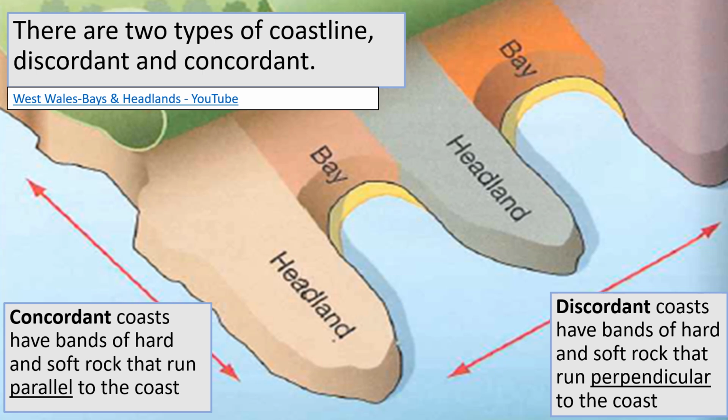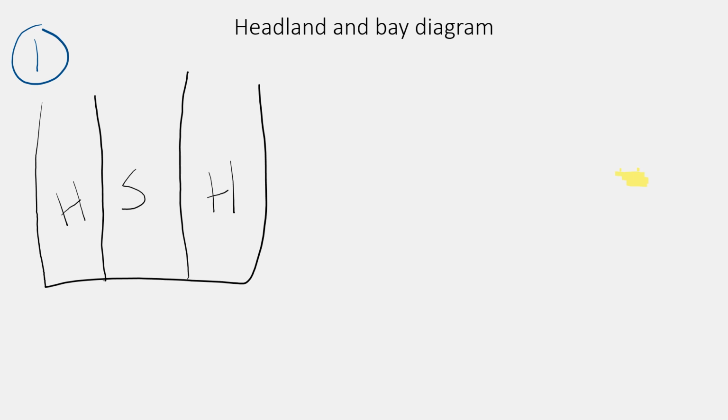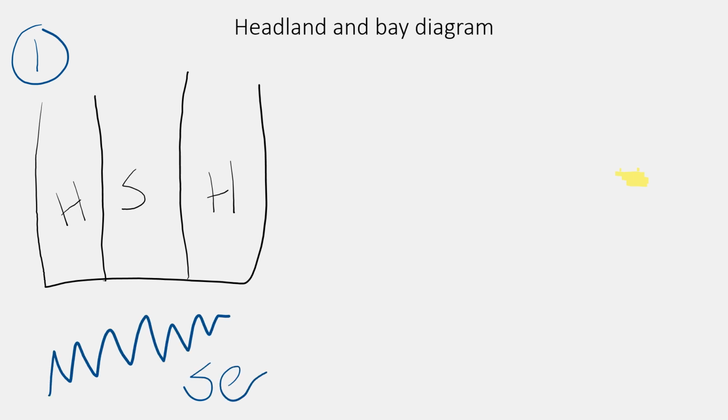Feel free to copy this down with me and we can add any explanation to it. So, the first step of a headland and bay formation is we have a discordant coastline facing the sea. So we've got layers of hard and soft rock facing the sea.